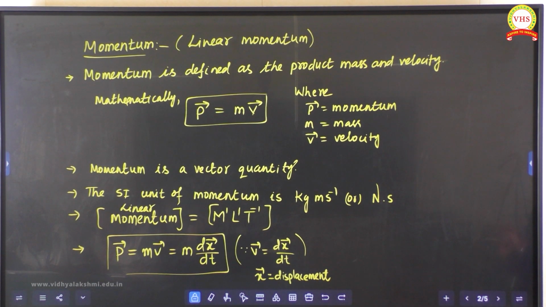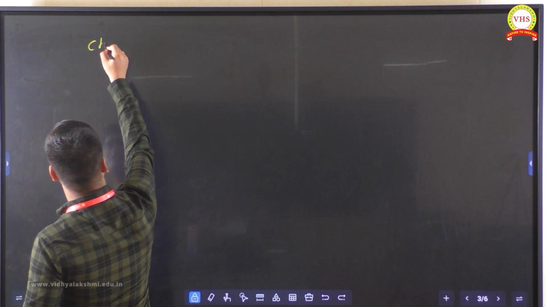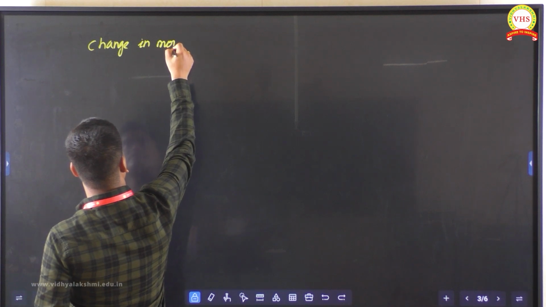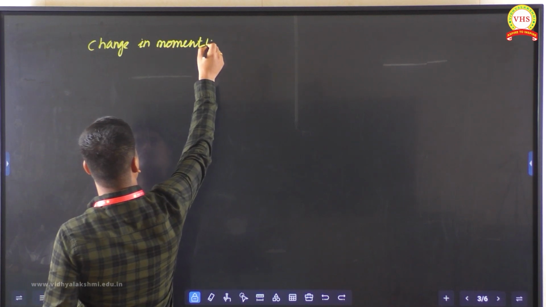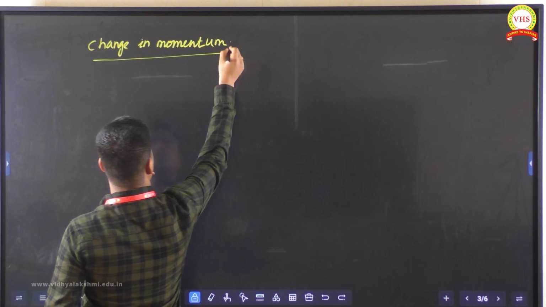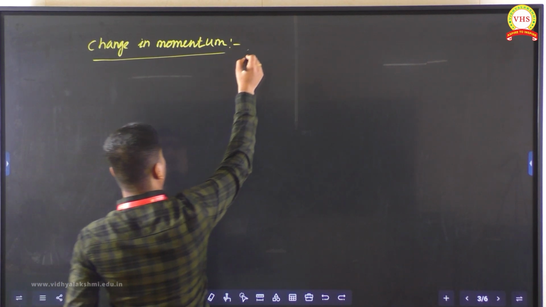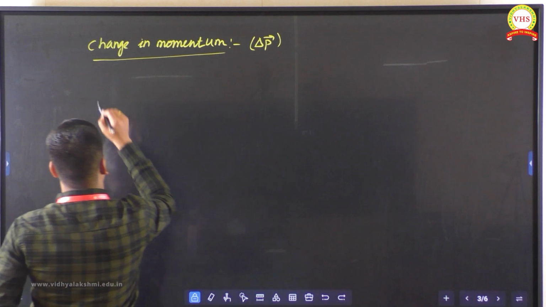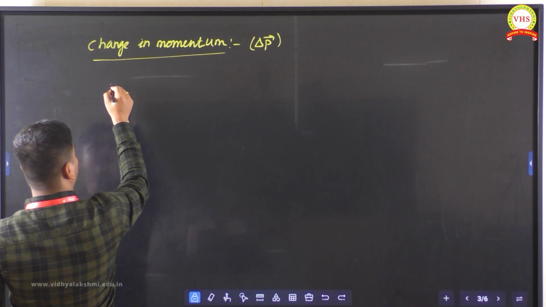Now we'll understand change in momentum. What is change in momentum? We'll see next. First, we complete some basic ideas about momentum. Next heading: change in momentum. The symbol for change in momentum is delta p vector. So what is this change in momentum?